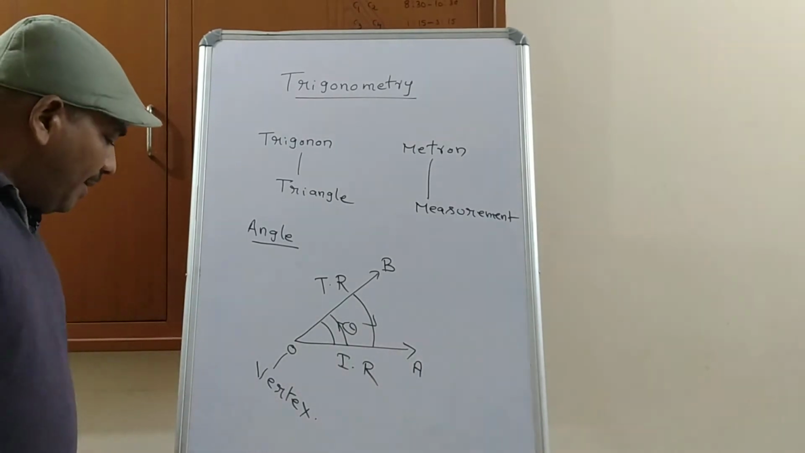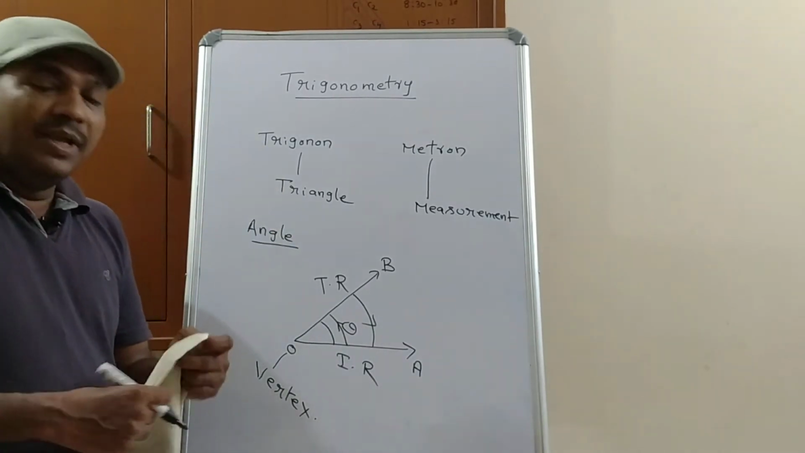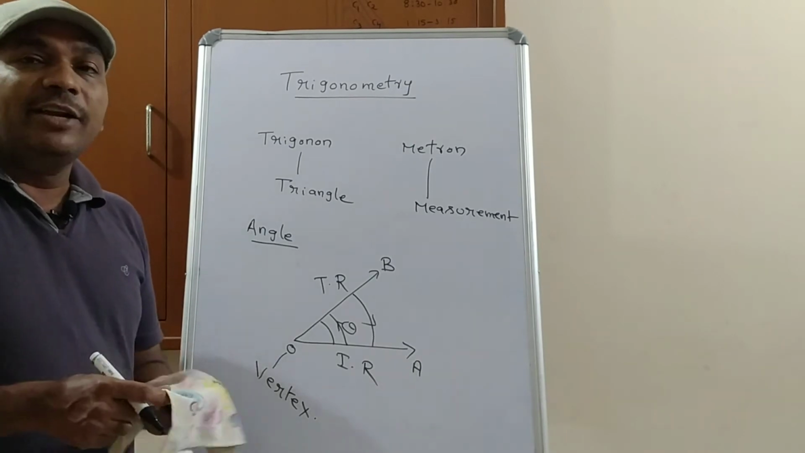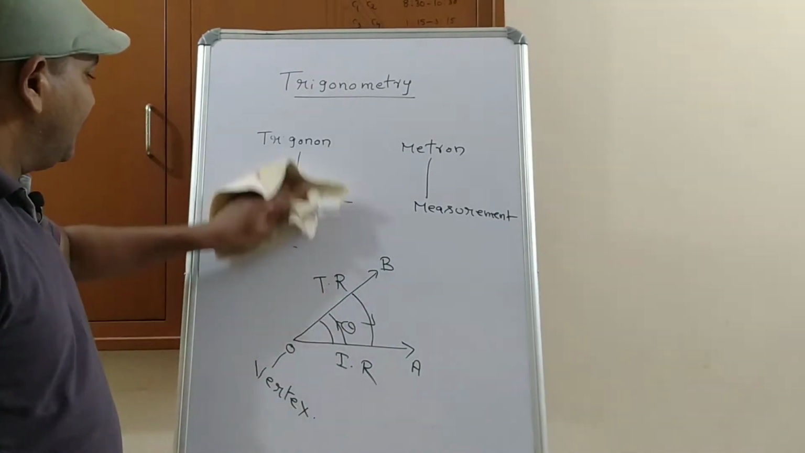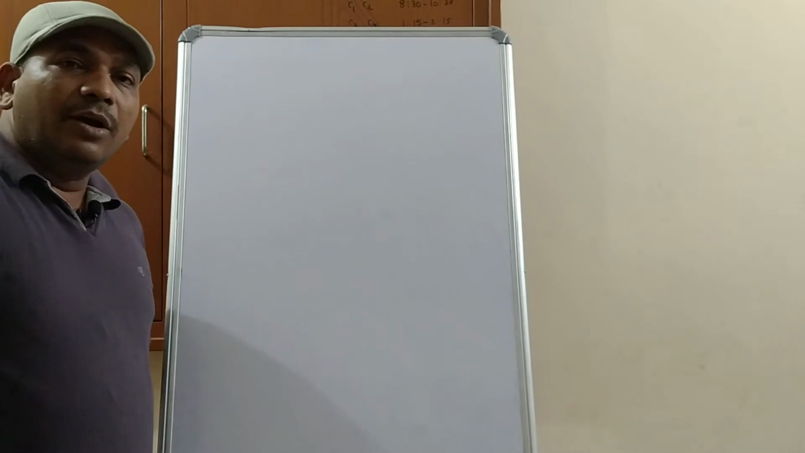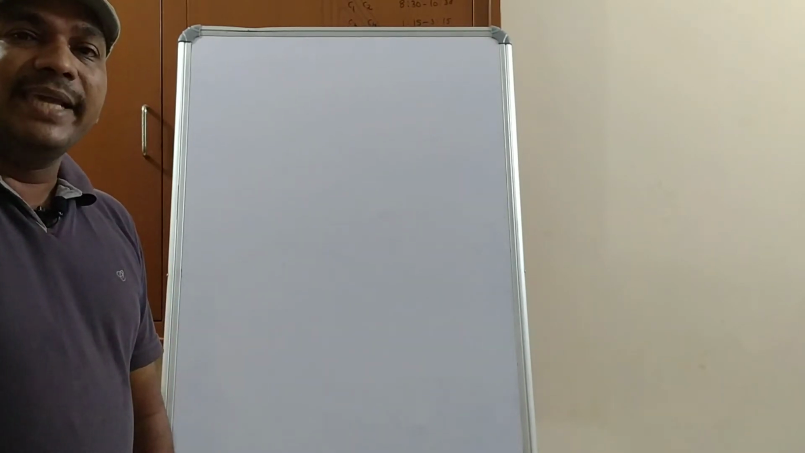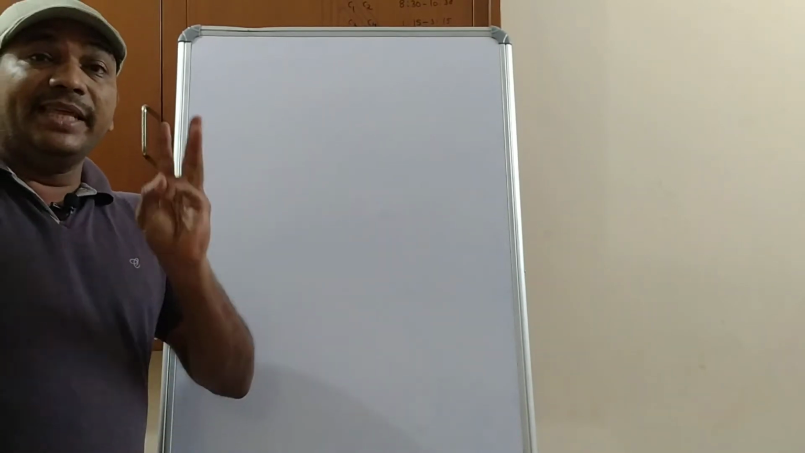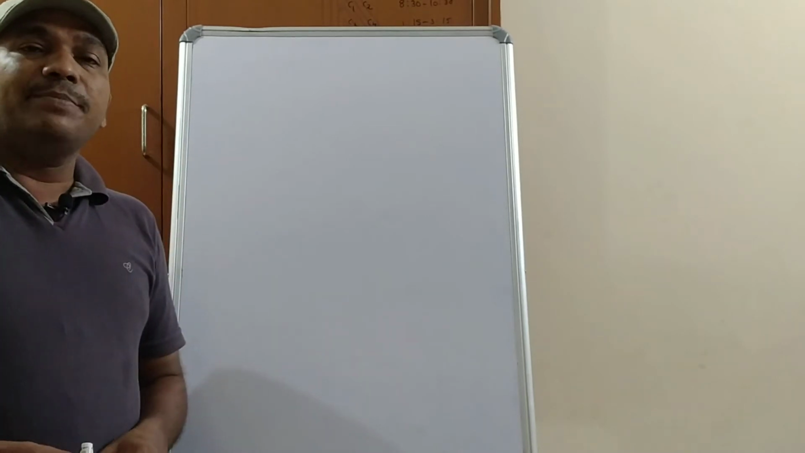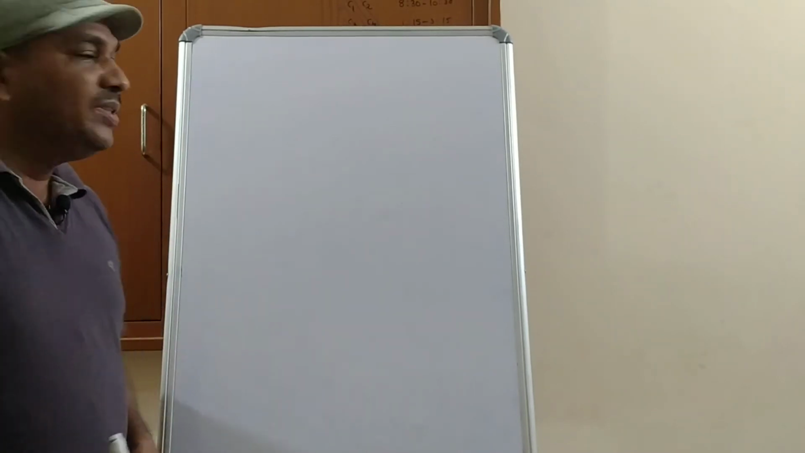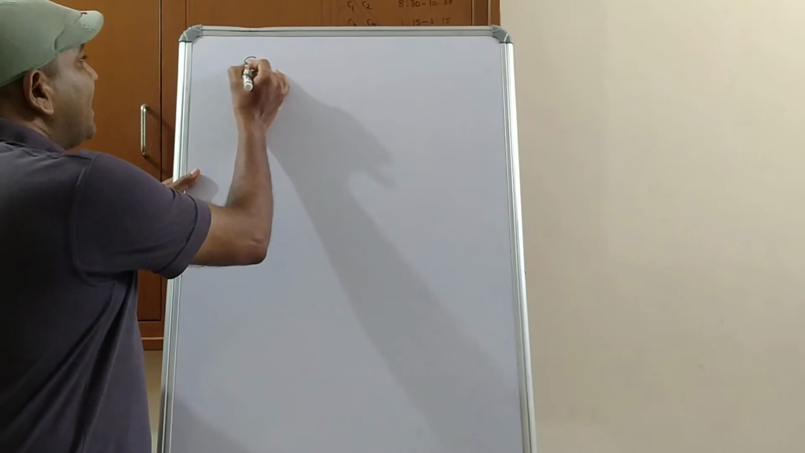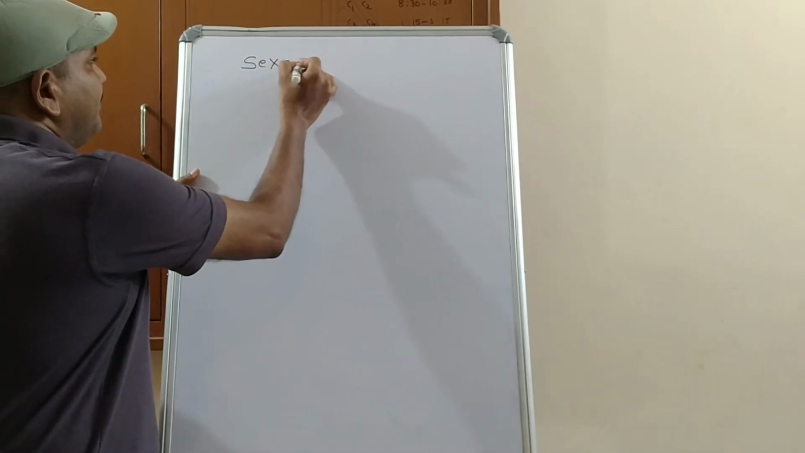Now, measurement of the angles. There are three systems for measurement of the angles. First one, sexagesimal system.